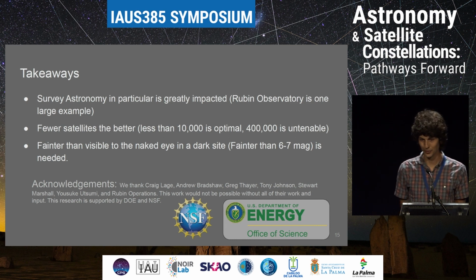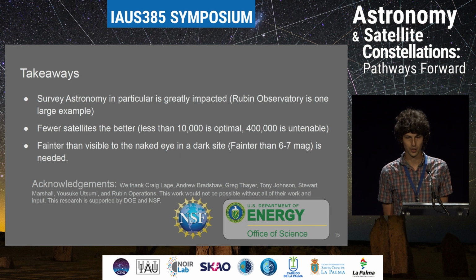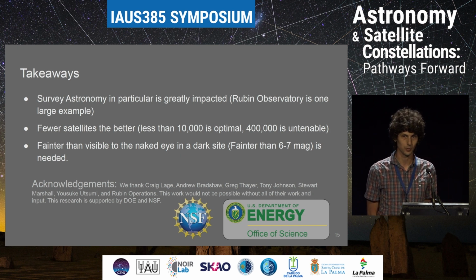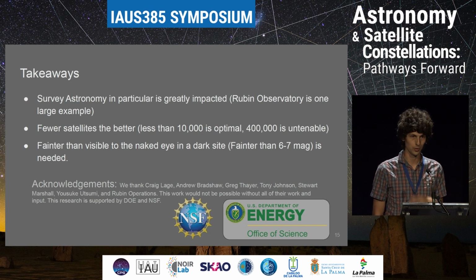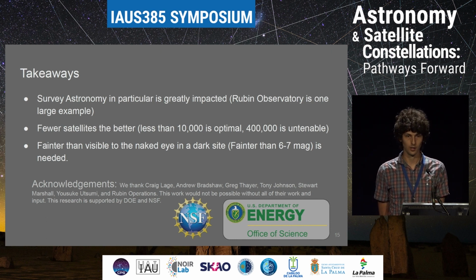So the takeaways from my talk are really nothing new. Survey astronomy is particularly impacted because we have a large field of view. We're looking at the whole sky. Rubin Observatory is just one large example of this, and hopefully there will be more in the future. The fewer satellites, the better. Less than 10,000 is optimal. I would say less than 5,000, but we're past that point.